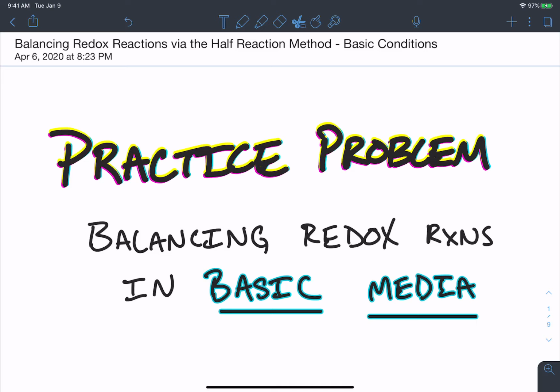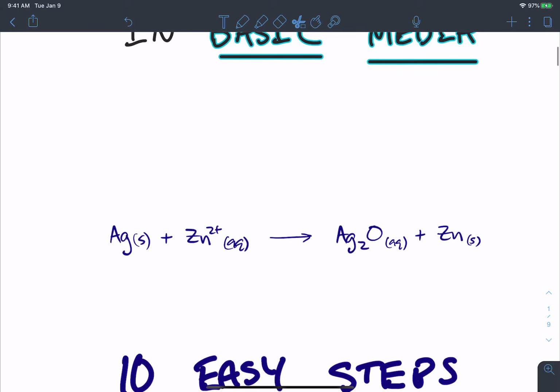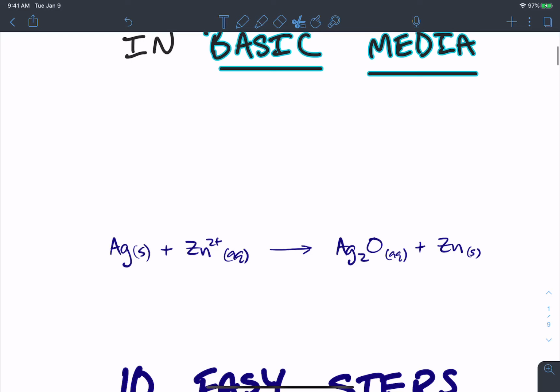But we're back again, looking at balancing redox reactions, this time in basic media. Good news is, if you watched the last video on balancing redox reactions in acidic media, the process is pretty much the same, with just a little bit extra at the end. Alright, so the reaction we're looking to balance is here.